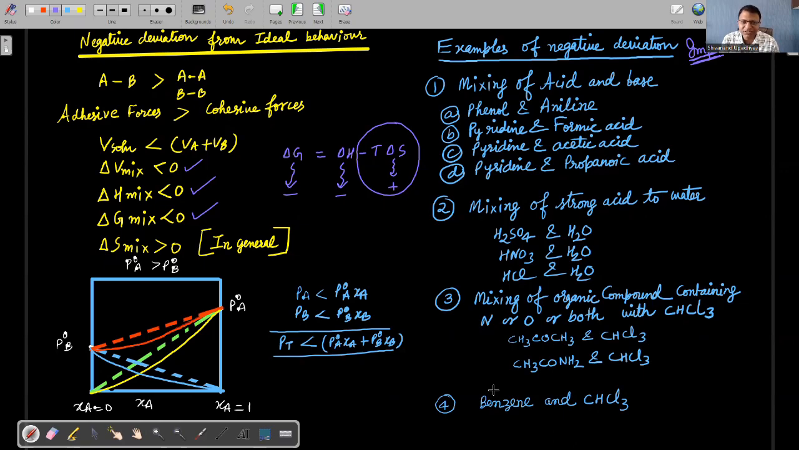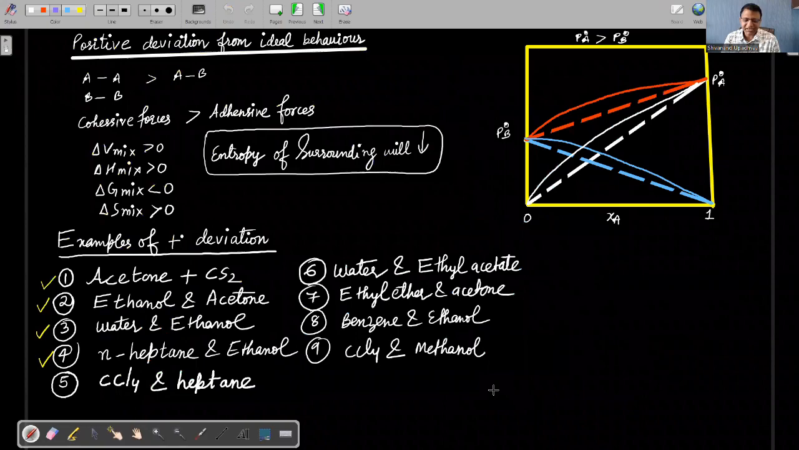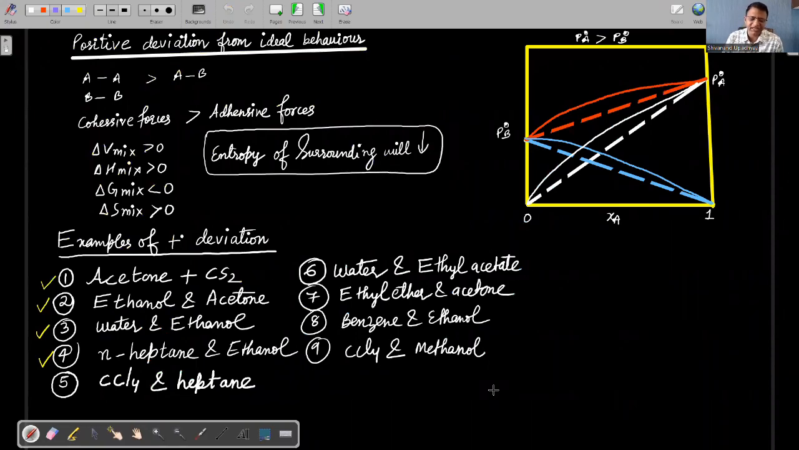It is important for JEE Mains as well as Advanced, so please revise it. Now, taking positive deviation from ideal behavior, we can say that in positive deviation, the force of interaction between A and B is less than the force of interaction between AA and BB. So when there is less interaction, the particles will be away, so volume will increase. So delta V mixing will be positive.